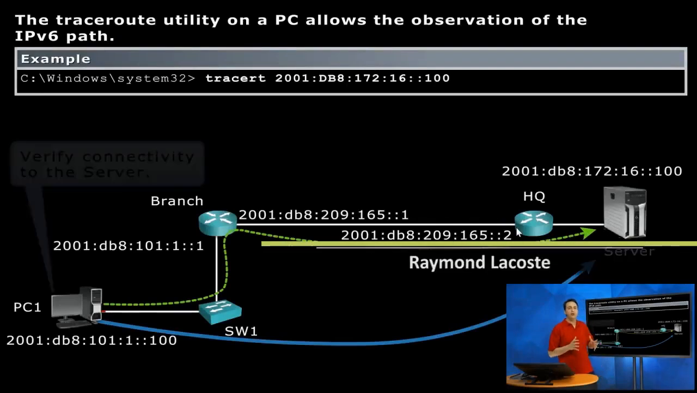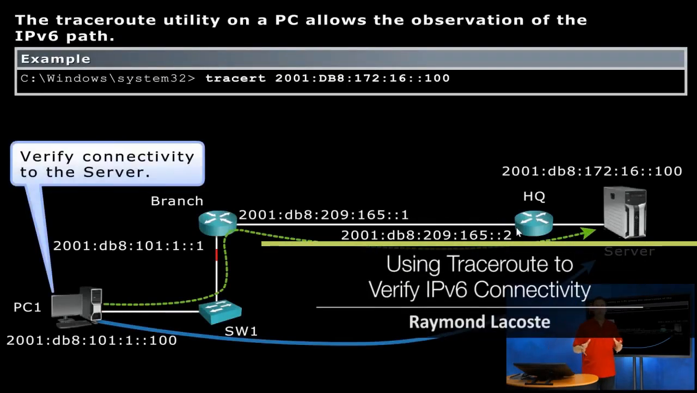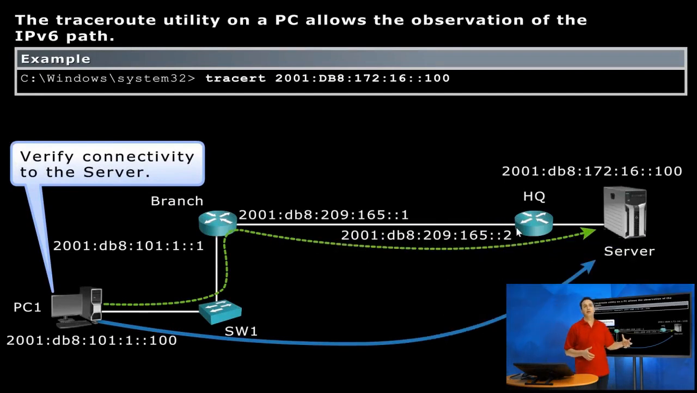Why might you want to use Traceroute? Well, Traceroute is a tool that allows us to verify the path that our particular packets are taking. But it also allows us to verify if we have connectivity. Because when I do a trace, you can see here from the PC, I type in tracert 2001:DB8:172:16::100.